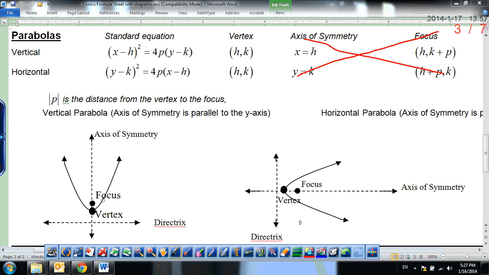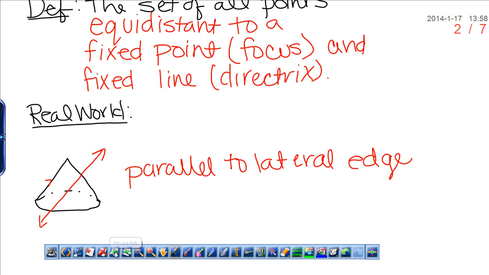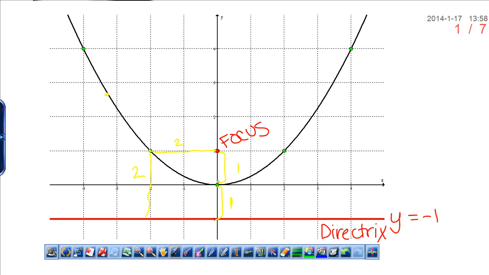Now, this p value is new. If you take the absolute value of p, it is the distance from the vertex to the focus, or the vertex to the directrix. So I'm going to go back to that first example we had. From my vertex to my focus, and from my vertex to my directrix was 1. So what that means is that p in this example was 1. Okay?